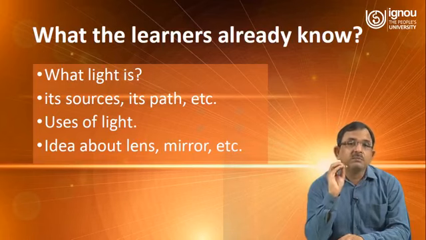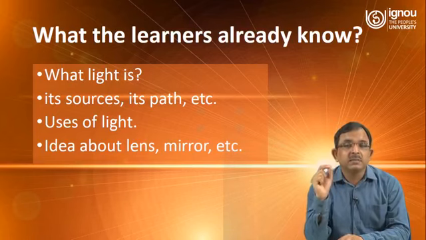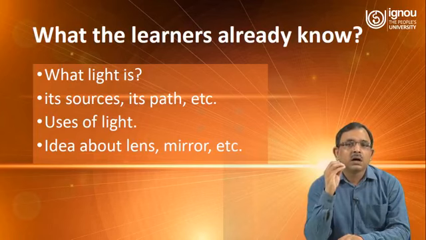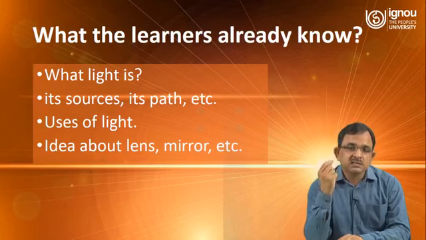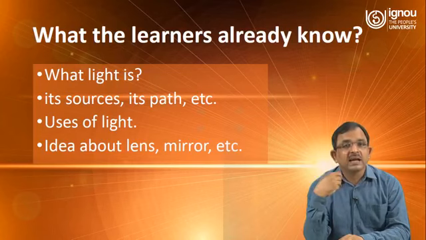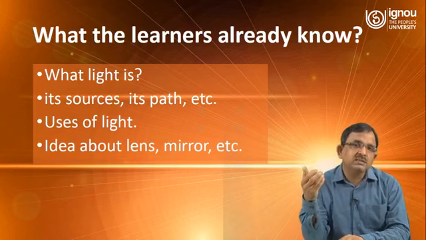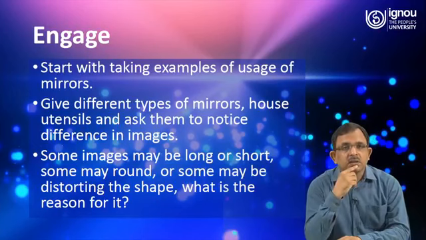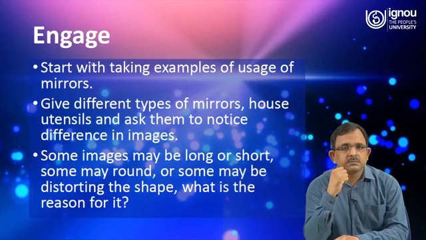And they also have some basic ideas about lenses and mirrors, because from childhood they are using a mirror at their home. They have seen spectacles at home with the elders in the family. So they are well aware of the concept of lens and the concept of mirror. We need not teach these topics again and again at the secondary level. So how can we start? I am suggesting a few ways.